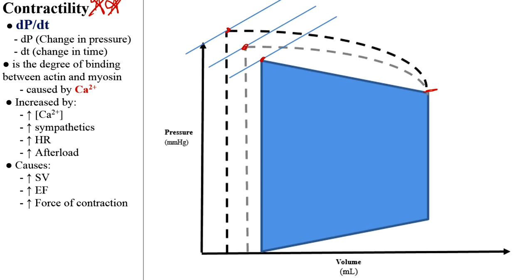I wrote it right here, dP divided by dt. You could also write delta P divided by delta T, so it's the change in pressure divided by the change in time. So if pressure is going up faster than time, then you have an increase in contractility. You know, it's that actual contraction. It's harder. The heart is beating faster and more forcefully.